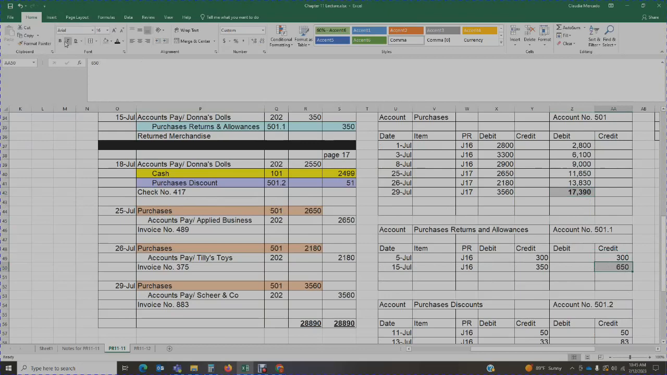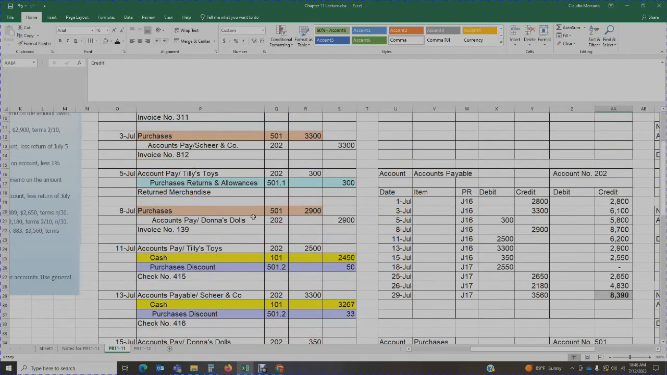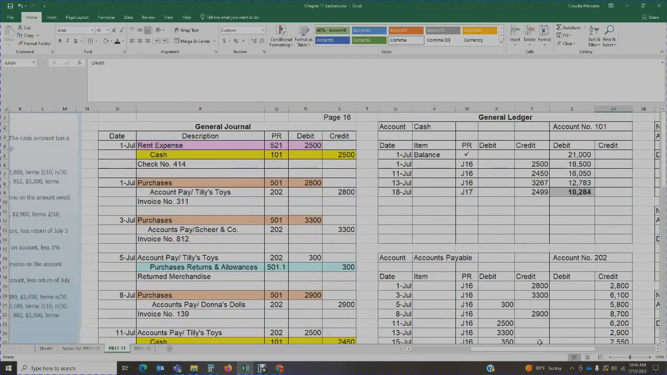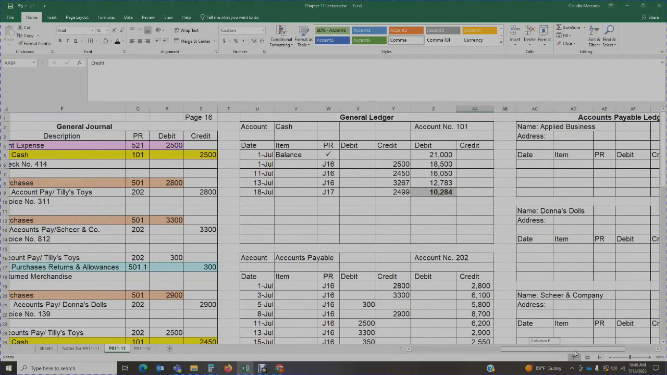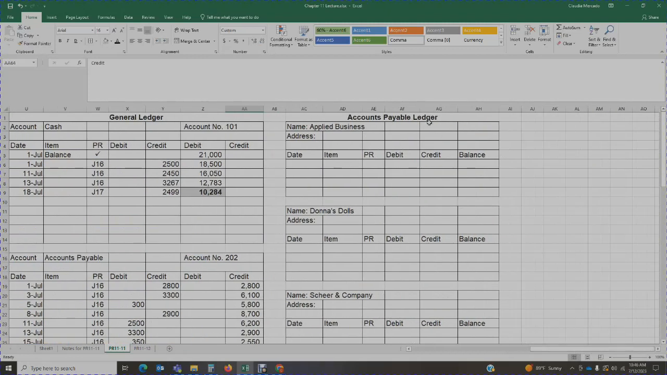Okay. It's very important that you remember the normal balances of your accounts. So these are all of the information transferred from my journal to my ledger. Now, after you transfer the information to your ledger, you also have to update your accounts payable ledger. This basically is by account, okay?